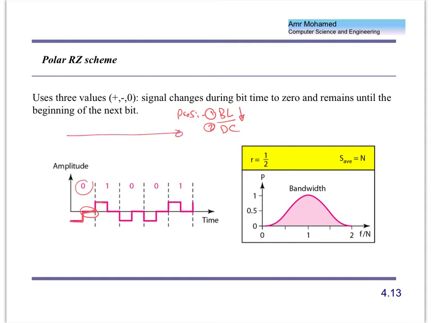You never have a fixed voltage level with a frequency of 0. So the DC component is actually very low. And of course self-synchronization is there because you have a transition in the middle of the bit.